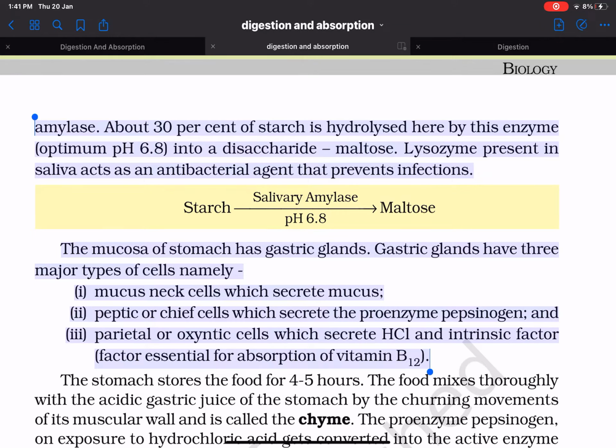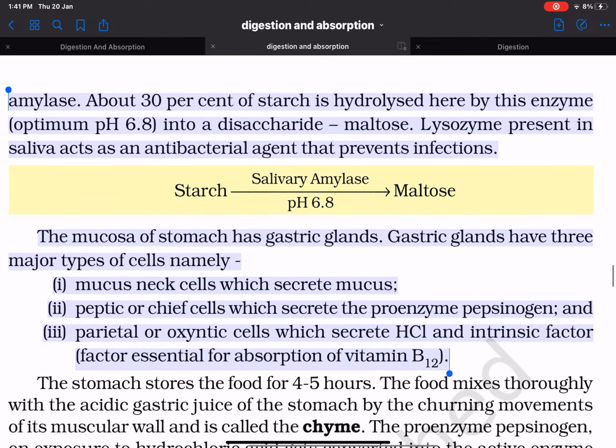The mucosa of stomach has gastric glands. Gastric glands have three major types of cells, namely 1) mucus neck cells which secrete mucus, 2) peptic or chief cells which secrete the proenzyme pepsinogen, and 3) parietal or oxyntic cells which secrete HCl and intrinsic factor, a factor essential for absorption of vitamin B12.